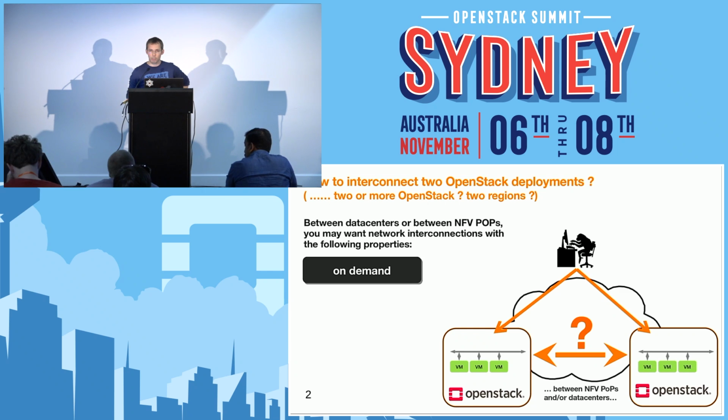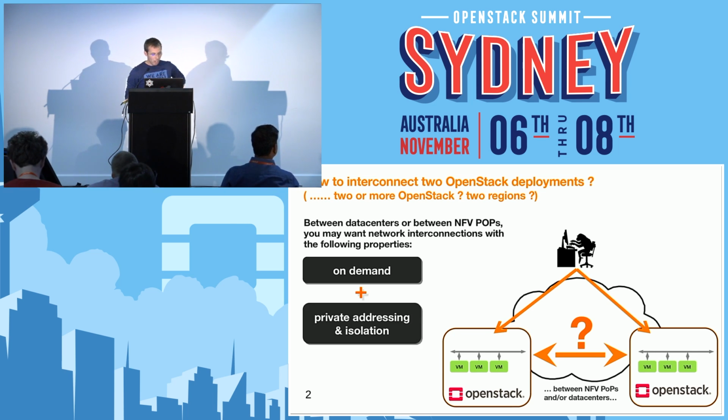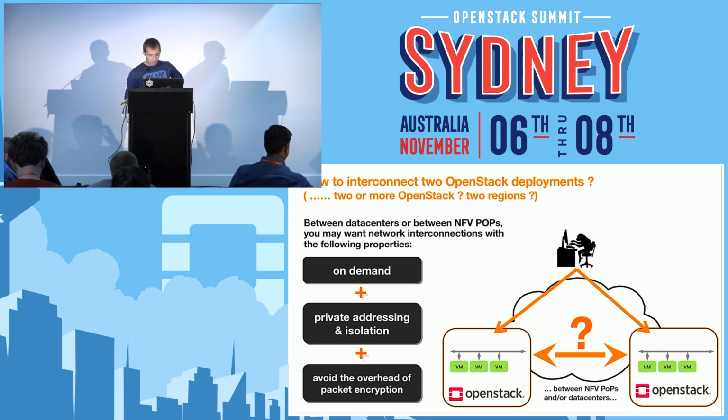One is to have them being available on demand. Of course, it's kind of an implicit need when we talk about cloud, but we will see why it's important here later on. Second, we need to have this interconnection in some cases to provide private addressing in isolation, which is something that you won't have if you use floating IP addresses. And last, we may want to have this kind of interconnection to be possible without the overhead of packet encryption, because, well, we know how to do this kind of interconnection with IPSec tunneling, but in some cases we don't need encryption, and IPSec is costly.